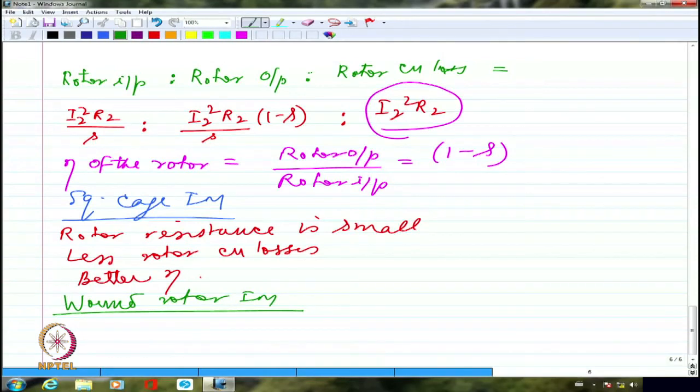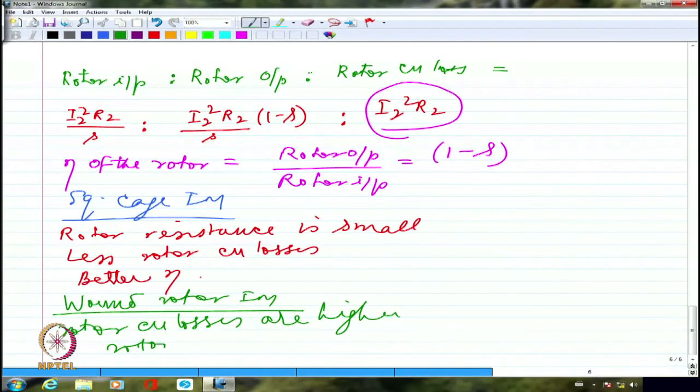I am talking about similar rating. Even if I compare similar ratings, if I look at the resistance value of a slip ring rotor versus the cage rotor, the cage rotor will normally have lower resistance, which is definitely good from an efficiency viewpoint. So I would say rotor copper losses will be higher here, and so rotor efficiency will be lower.